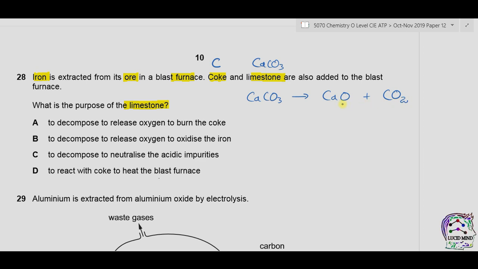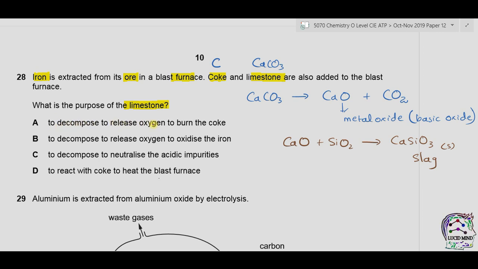This calcium oxide is a metal oxide and metal oxides are basic in nature. So this metal oxide can remove impurities such as silicon dioxide and convert them into silicates, which can be removed in the form of slag.